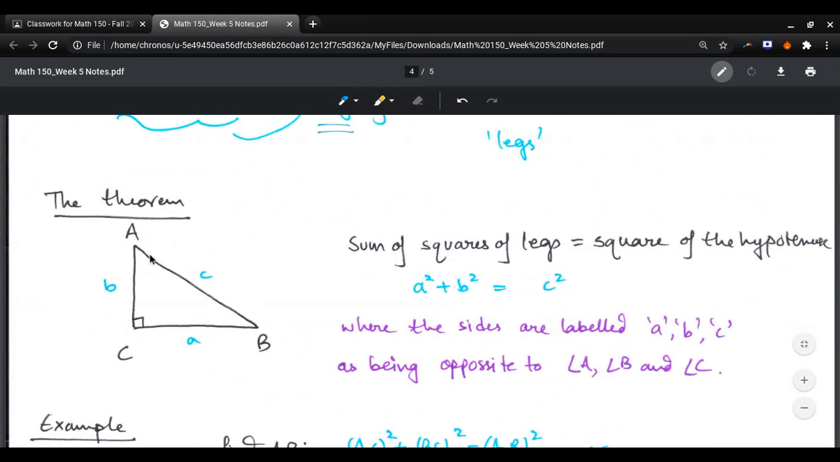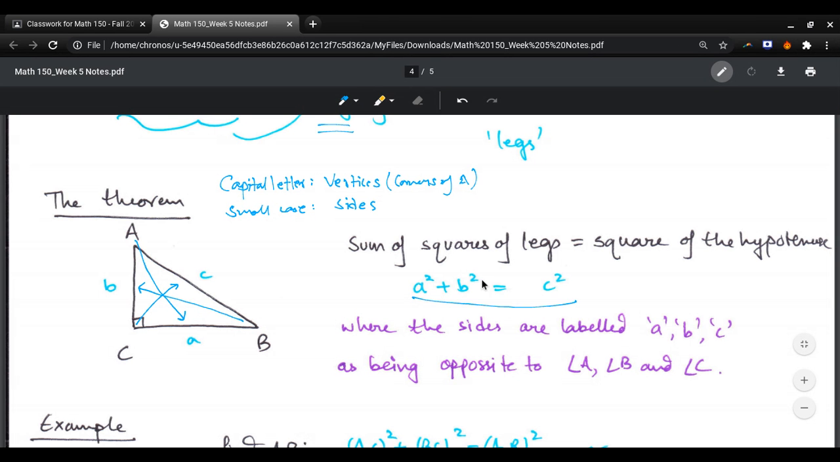First of all, we need to know how to label the triangle. We'll use capital letters for the vertices or the corners of the triangle, and we use small case letters for the sides. And how we label them is, if this vertex is A, then the side opposite that is small a. If this vertex is B, the side opposite that is small b. And if this is C, then the side opposite that is small c. If you set it up in this way, then the theorem says a squared plus b squared equals c squared.